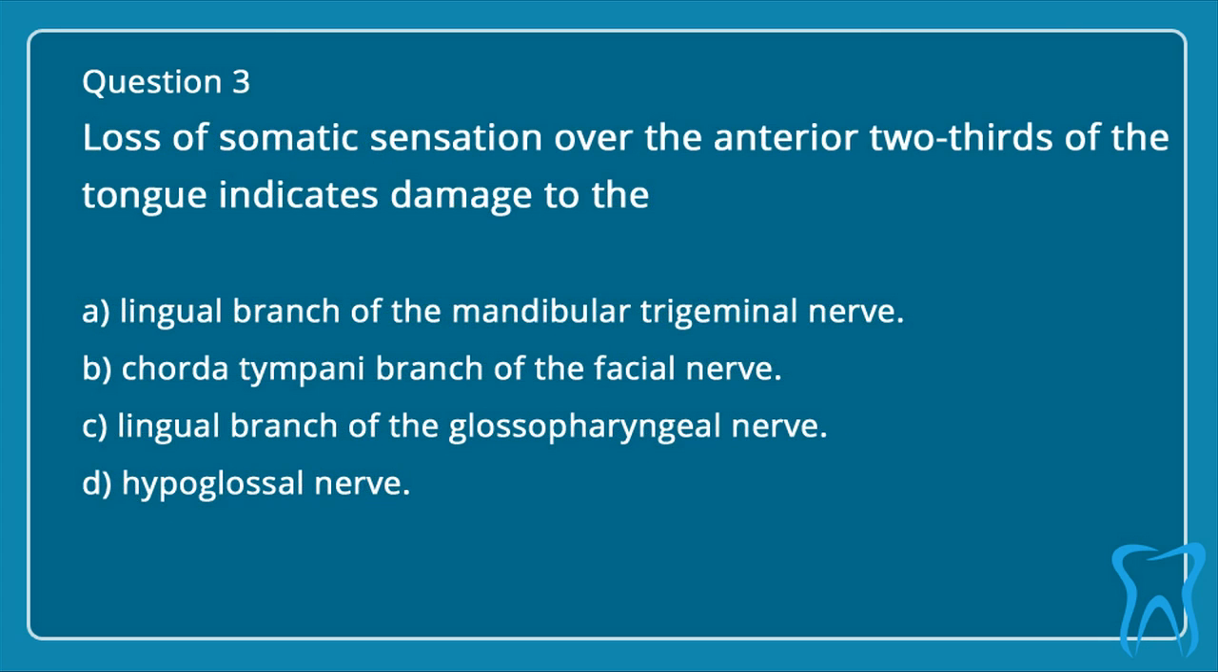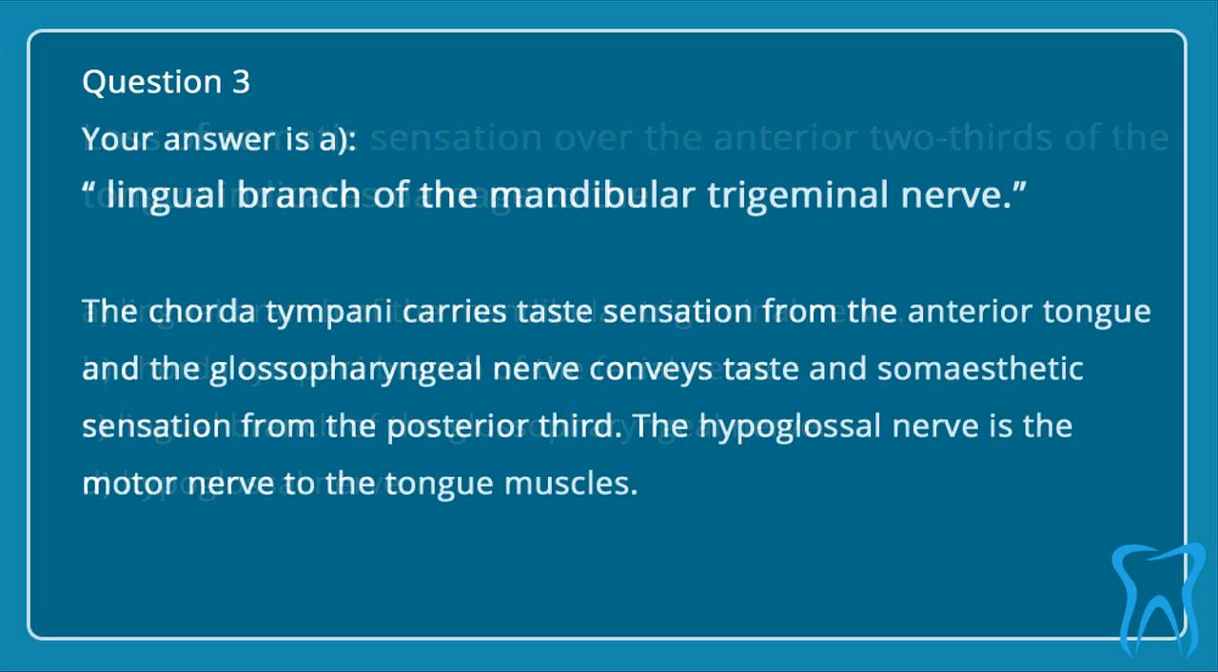Question 3. Loss of somatic sensation over the anterior 2/3 of the tongue indicates damage to the a. Lingual branch of the mandibular trigeminal nerve. b. Chorda tympani branch of the facial nerve. c. Lingual branch of the glossopharyngeal nerve. d. Hypoglossal nerve. Correct answer is a.